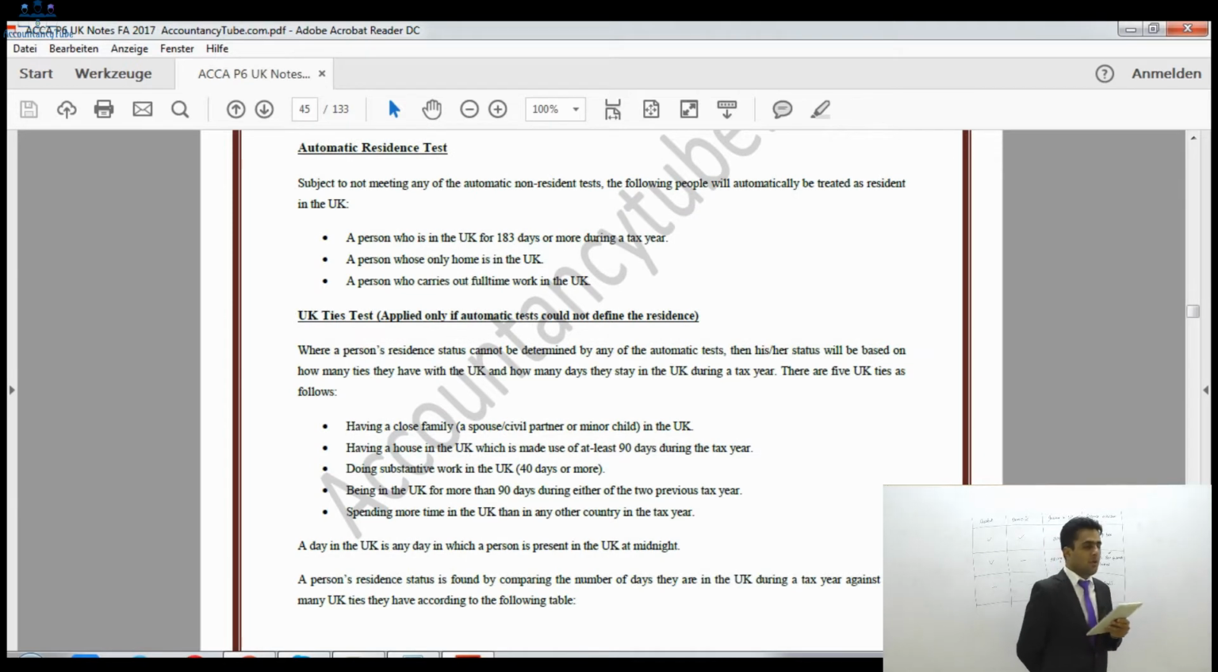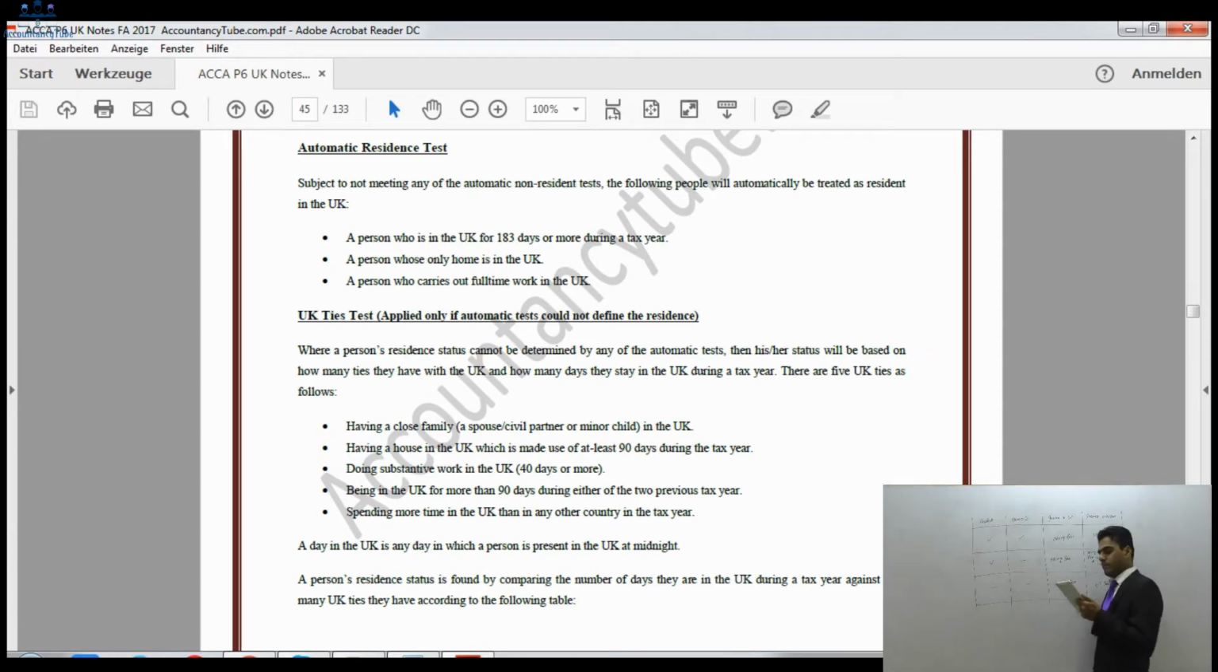A person whose only home is in the UK, which means he does not have any home anywhere in the world, only home is in the UK, he will be considered UK resident and he will be subject to UK tax on his income. A person who carries out full-time work in the UK, if you are working full-time in the UK, then in this case as well, you will be considered UK resident and you will be paying UK tax.